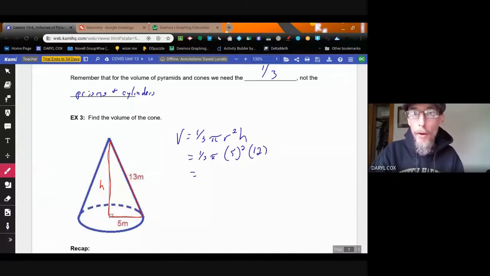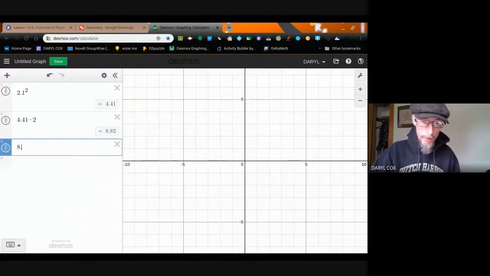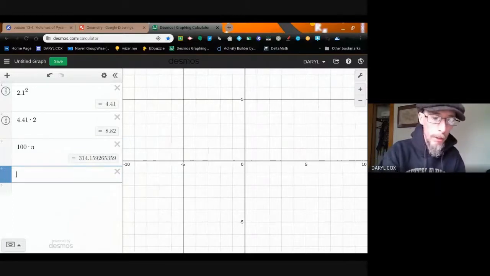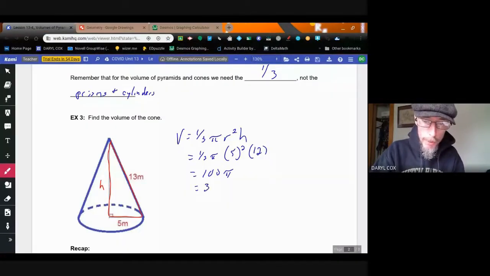So I'm going to put all that into my calculator. 1/3 of 12 is 4. I can just move my operations around. So that's 4 times 25, and 4 times 25 is 100. So that's 100 pi. And you probably rounded that one just like we did the last one. So I'll just do that same thing here, times pi. I think that's 314.2, we'll call it. So 314.2 cubic meters. Hey, if you don't write the units, I'm not going to kill you for that.